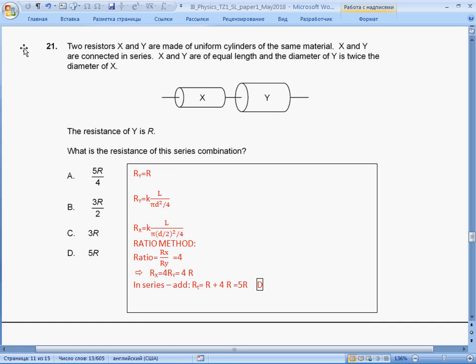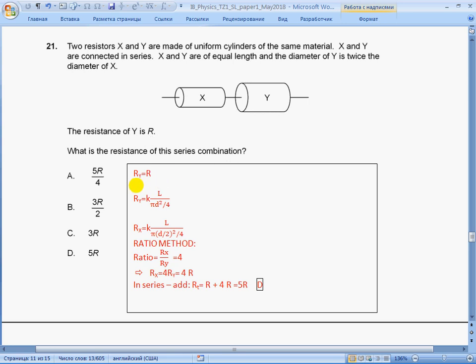Two resistors X and Y are made of uniform cylinders of the same material. X and Y are connected in series. X and Y are of equal length, and the diameter of Y is twice the diameter of X. The resistance of Y is R. What is the resistance of the series combination?